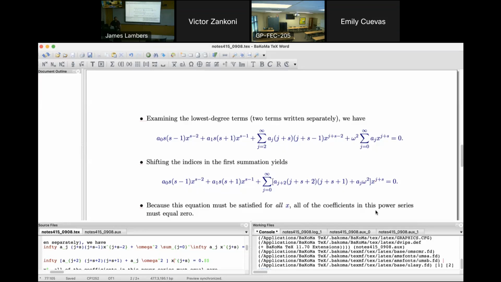So to confirm, if you had three of these terms, would you have three lowest degree terms? Yeah, if this had been a third order ODE, then you would have x to the j plus s minus 3 in there somewhere from taking the third derivative of that series. You would need three terms out here, and you would be doing index shifts of 1, 2, and 3. That's how it would generalize, and we're not going to touch that.